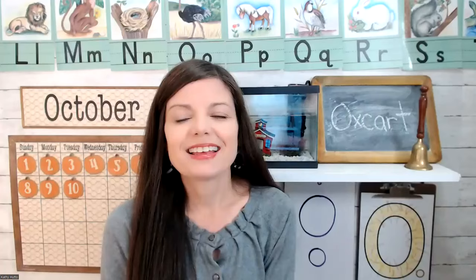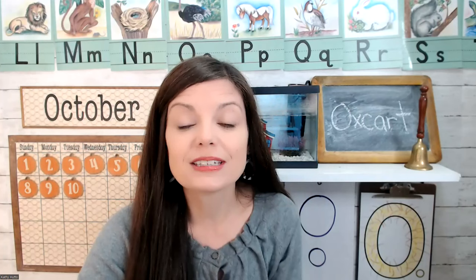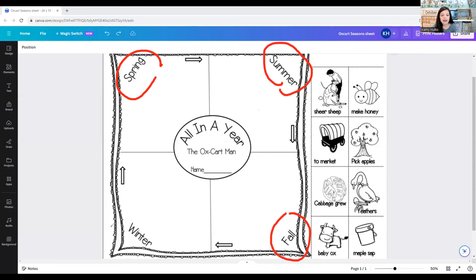Well, it's time for us to do something super fun for social studies. We're going to be talking about the 4 seasons. So there are 4 seasons in the year: spring and summer and fall and winter. And the farmer is busy all through the entire year in all 4 seasons. Let's talk about some of the things that he might do during each of the seasons.